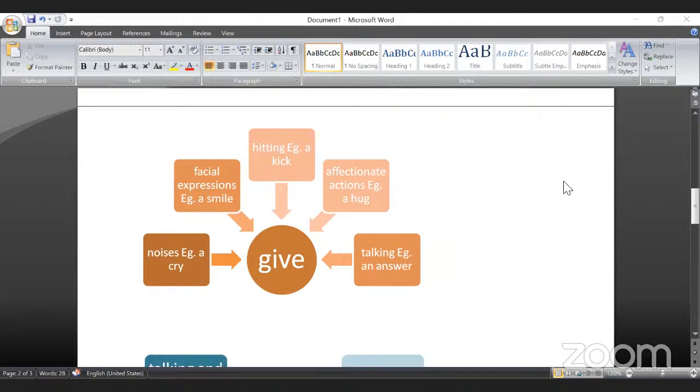Yes, give a tough fight. Correct. So look at this. The first one is noises. So a cry, give a cry. Second one is the nouns related to facial expressions.